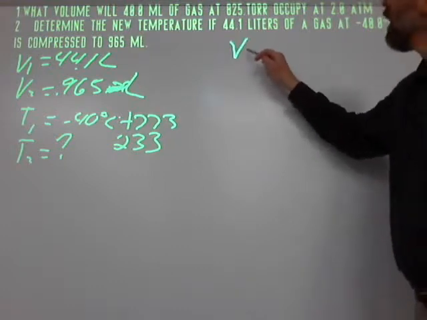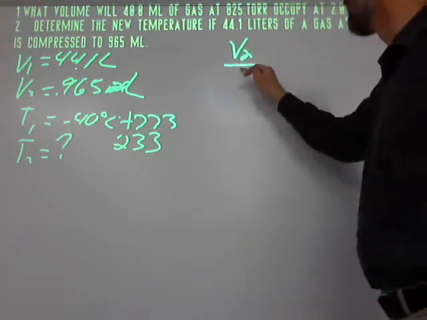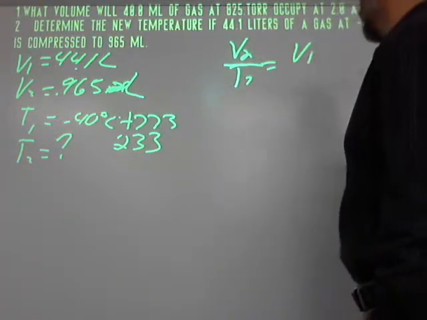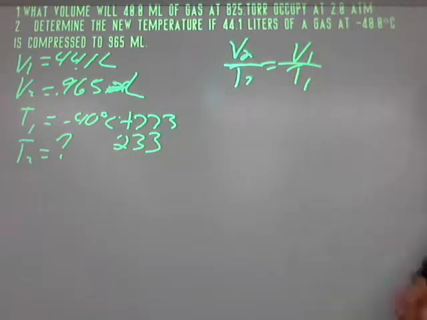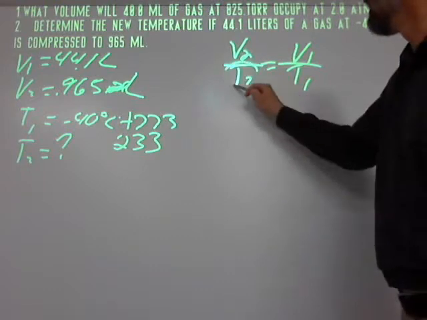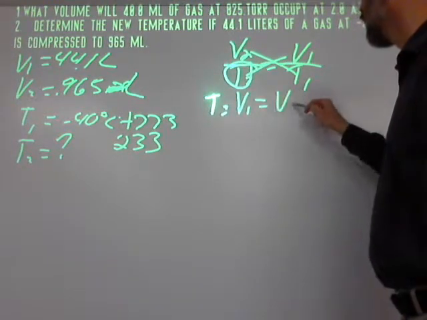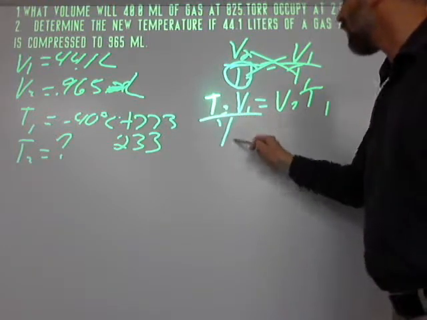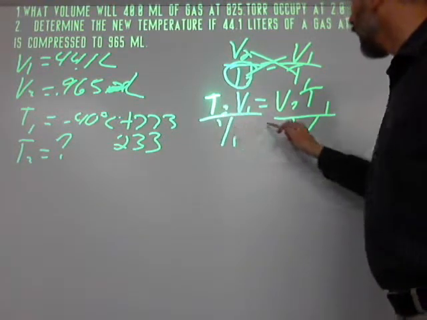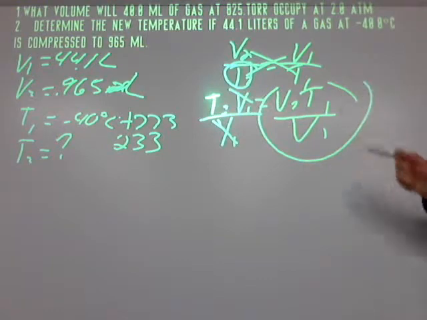All right, now this one's V2, P2, I don't care about, over T2, equals V1, P1, I don't care about, over T1. There's your equation, right? What am I solving for? I'm solving for T2. This guy down here, I just cross-multiply. T2 V1 equals V2 T1. Divide both sides by V1, right? And did you get that for your equation?